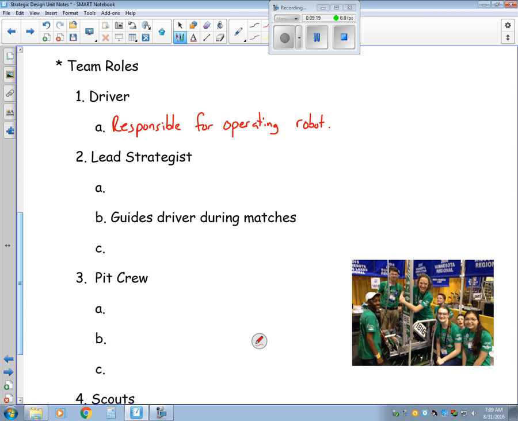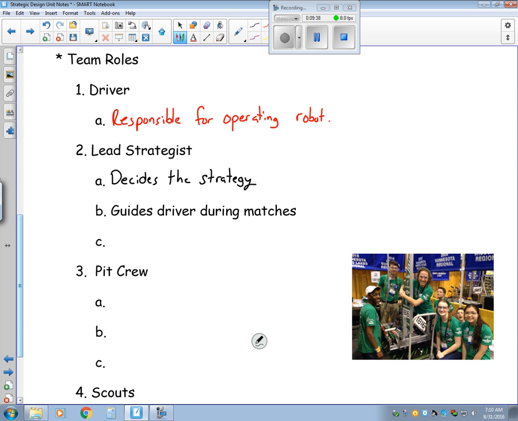The next person is the lead strategist. This is the person who decides the strategy. When you play a match, you're allowed to have 3 people standing up by the field. So one person is the driver, the other person is the lead strategist. This person, the lead strategist, will guide the driver during the match.